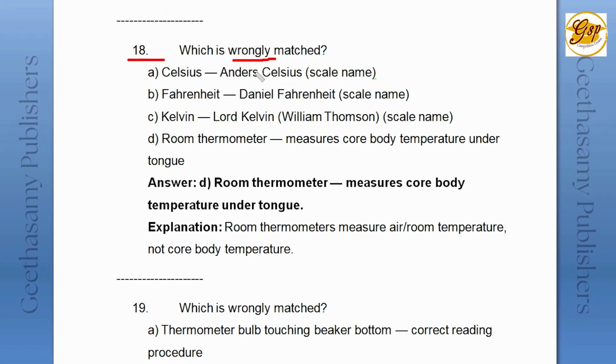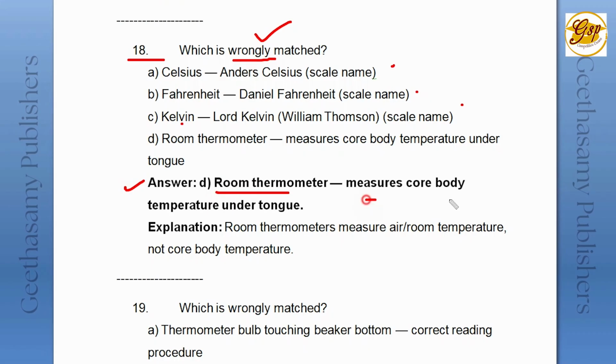18th question, which is wrongly matched? Celsius, Anders Celsius, scale name. Fahrenheit, Fahrenheit scale name. Then Kelvin, Lord Kelvin, William Thomson, scale name. Room thermometer measures core body temperature and tongue. So that is the wrong one. So this is D.